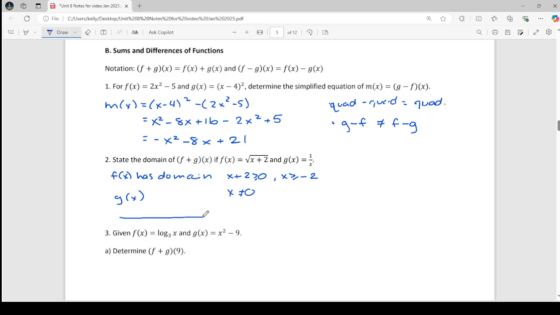So on our number line, everything but 0 is okay for g, and for f, it's everything greater than or equal to -2. So now there are going to be two intervals. f plus g of x has a domain of everything from -2 to 0 and 0 to infinity. So that's where the domains of each of the individual functions intersect.